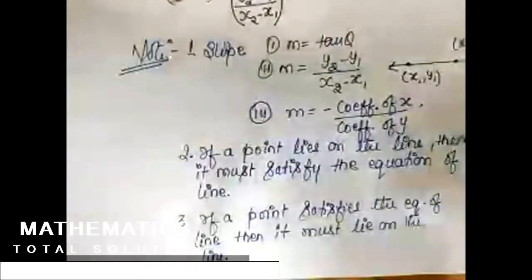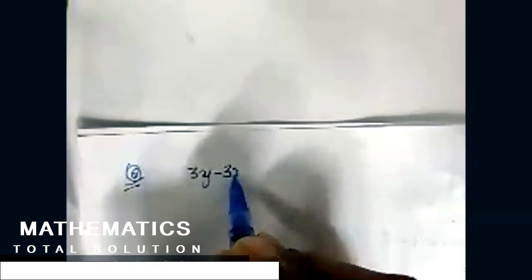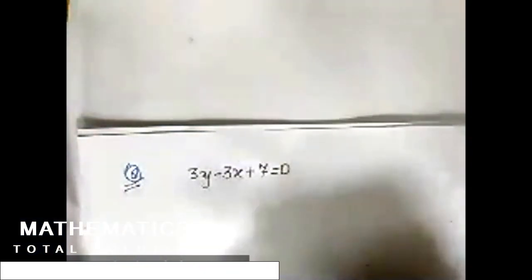Is this clear to all of you? Now we have a question here, listen, question number 8. Question says, the equation of a line PQ is 3y minus 3x plus 7 equals to 0. Now question says, write down the slope of the line.